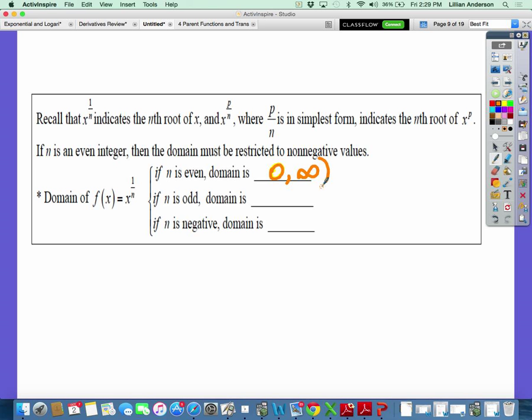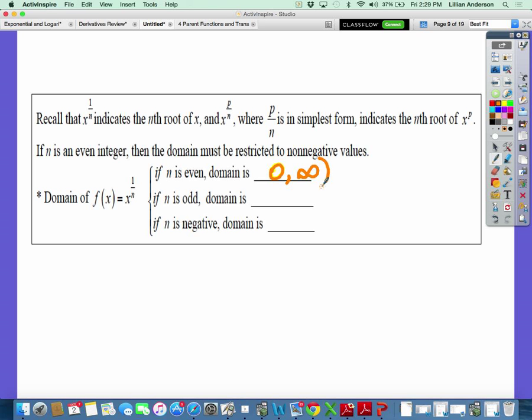Put a parenthesis? Yes. I would say bracket. You would say bracket? Why? 0 is neither negative nor positive. Okay, we'll come back to this. We're going to graph these and then you'll see which one it should be.